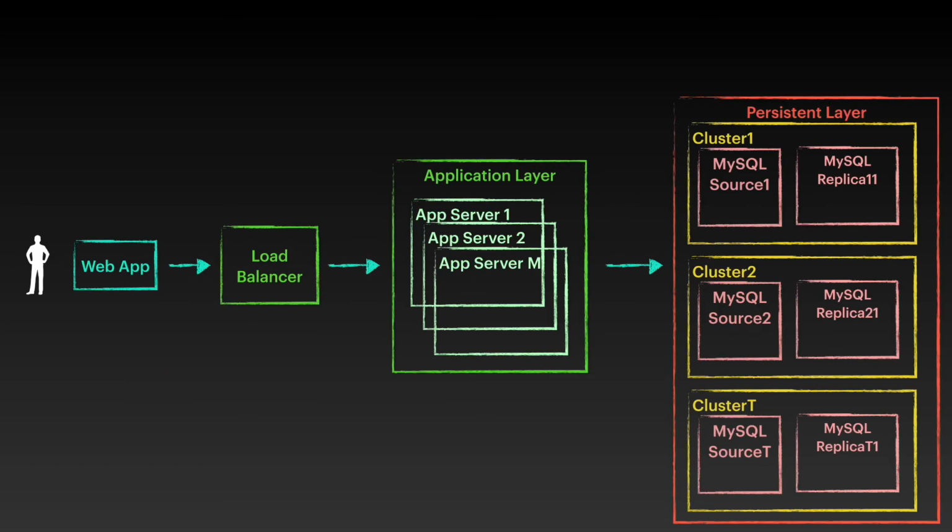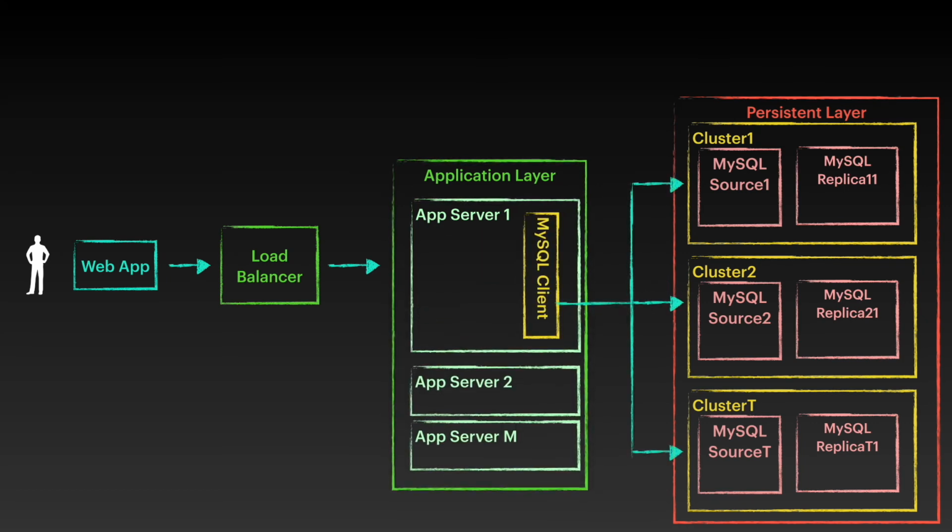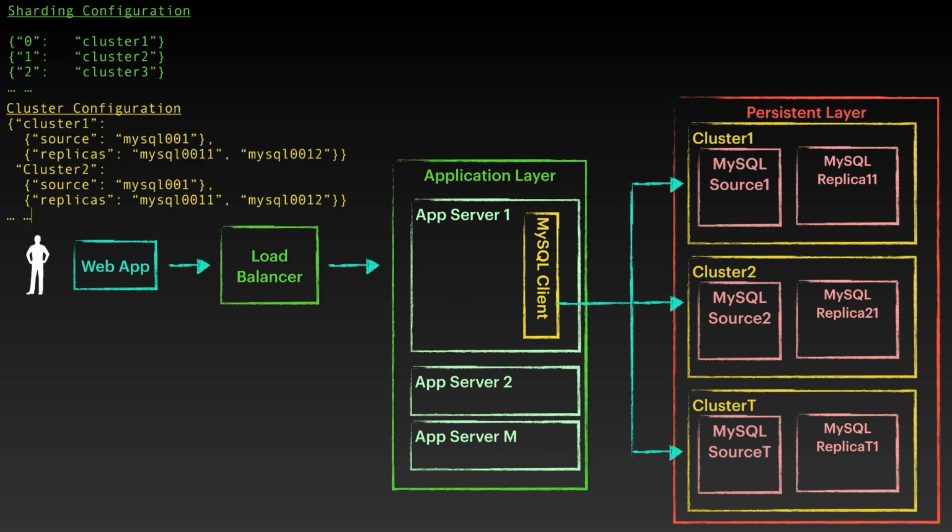Then in our application layer, we need to add the actual logic for sharding in the MySQL client. Based on the short URL ID of the transaction and the configuration, we should distribute the transaction to the right cluster. But where do we store this information? We don't want to hardcode this information as the configuration can change from time to time. We don't want to store this on a single server as it will be a single point of failure.